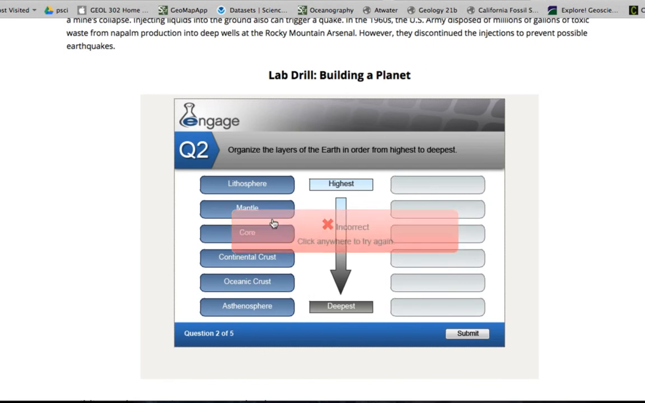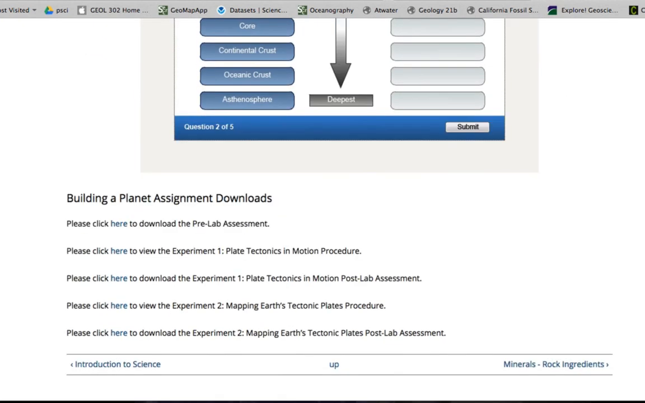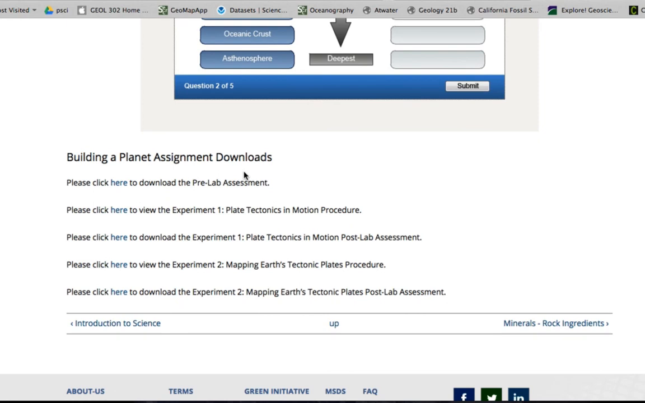I've tried to do this in different orders. I can't get the right answer. Don't even bother with this quiz. In fact, don't waste your time on that. That's not even graded. And now the important part here is, here are the files.